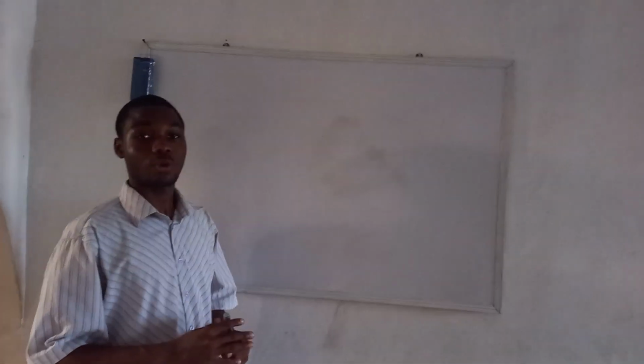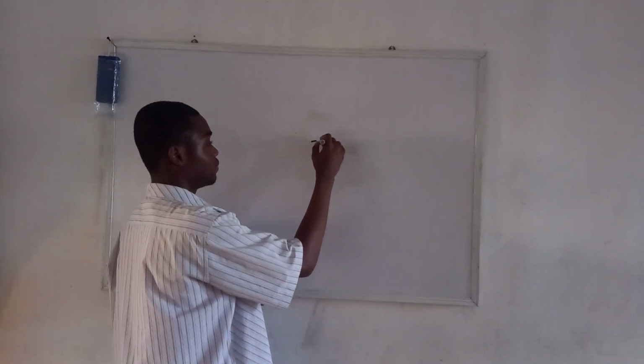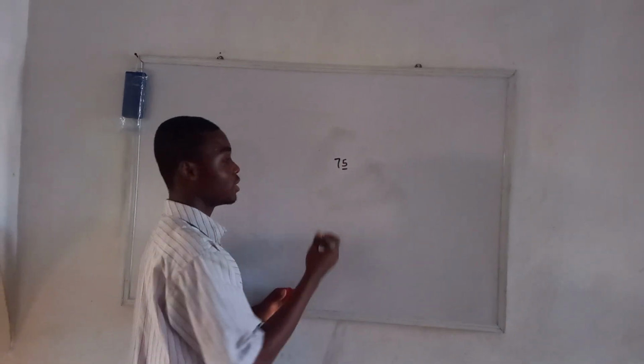So we're going to be looking at a very easy way to find the square of any number that ends with 5. For example, let's say we have something like 75. Now, the trick is this. We can see that these numbers end with 5. So the trick is this.